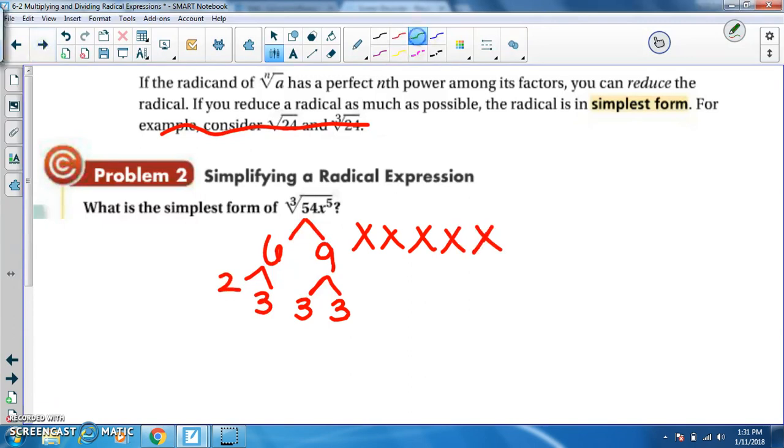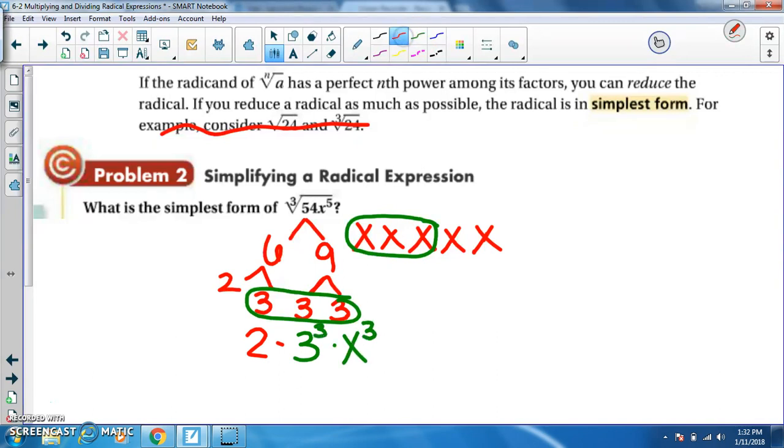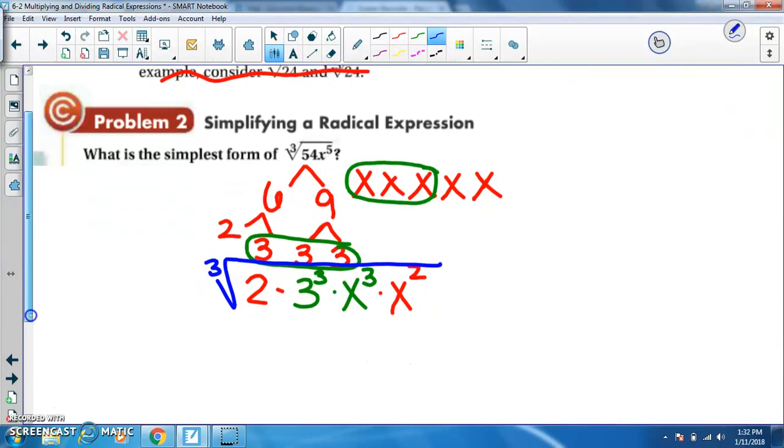Since my index is 3, I know I am looking for groups of 3. I have one group of 3 and another group of 3. So if I rewrote this, it's the same thing as 2 times 3 to the 3rd power times x to the 3rd power times x squared. And I want to take the cube root of this. I know the cube root and the powers cancel each other out.